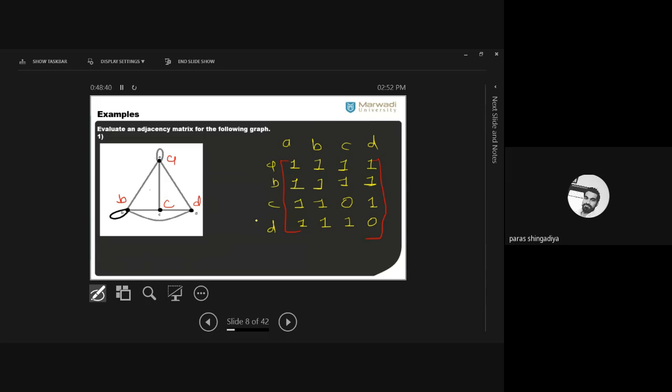Okay, how many loops are there? 2 loops. Therefore, in the diagonal, 1 is repeated 2 times. Okay, there are loops at 2 places, at the place A and at the place B. So therefore, the entry A11. This entry indicates A11. This entry indicates A22, that is B to B, A to A. So therefore, it is 1 here, and these are 0 because at C and D there is no loop anywhere, okay?